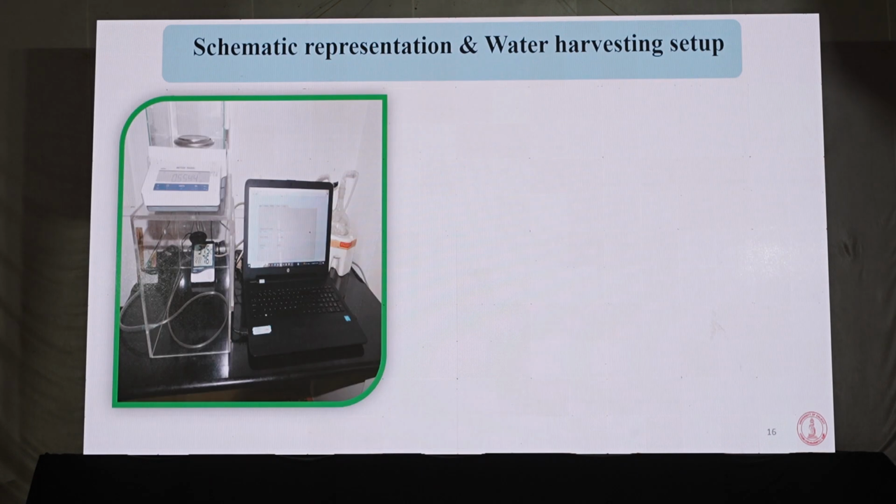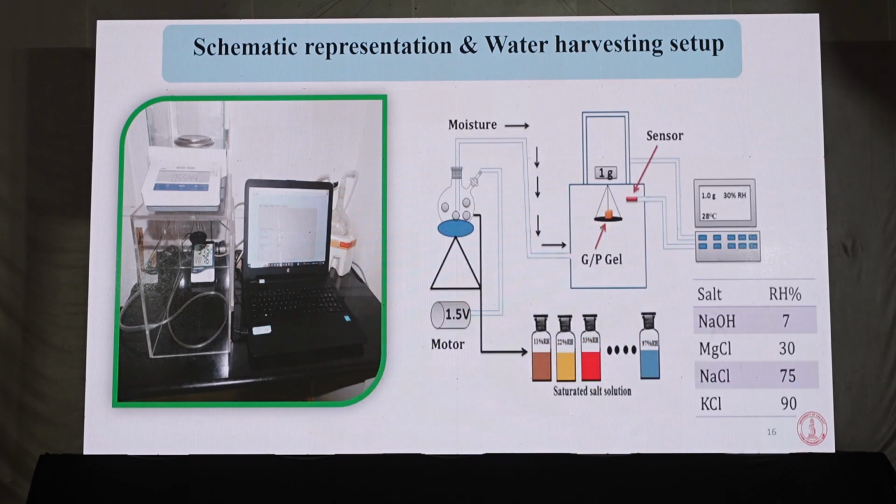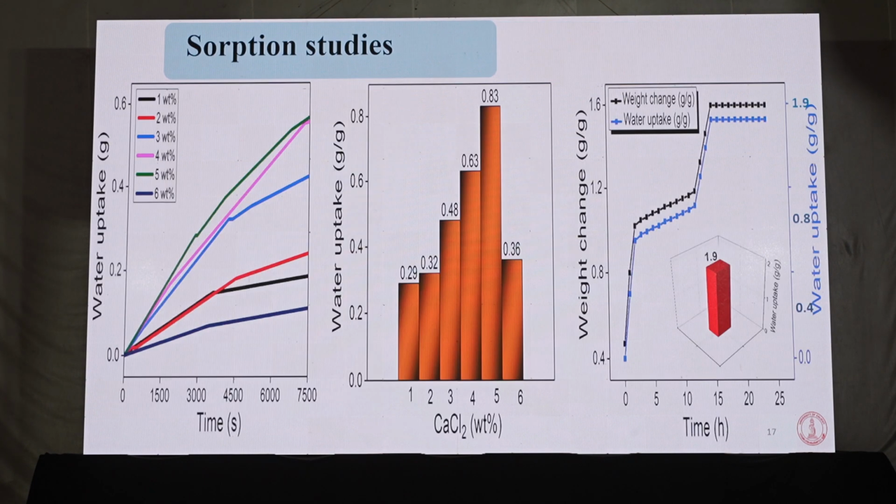And this is the setup that we have, and this is the schematic representation of the experimental setup. We are the first to introduce bottom weighing in atmospheric water harvesting. For that, the sample is suspended from a balance and the weight is monitored. The sample is kept inside a compartment, which is continuously supplied with air of different humidity using different saturated salt solutions. The gain in weight and the humidity inside the compartment were continuously monitored using lab-based software, and these are the data that we have obtained.